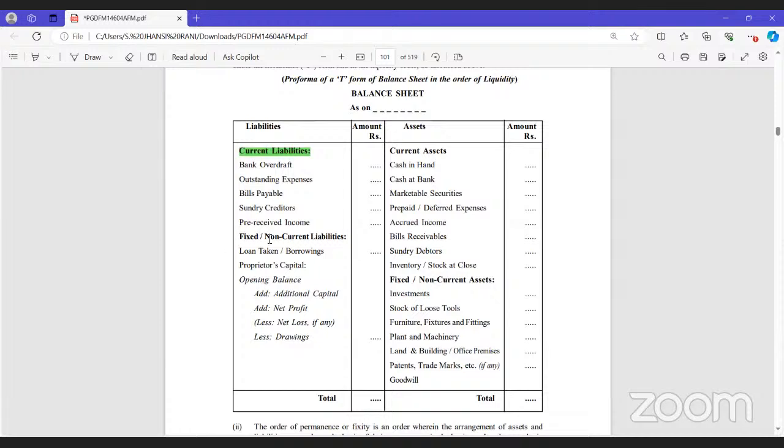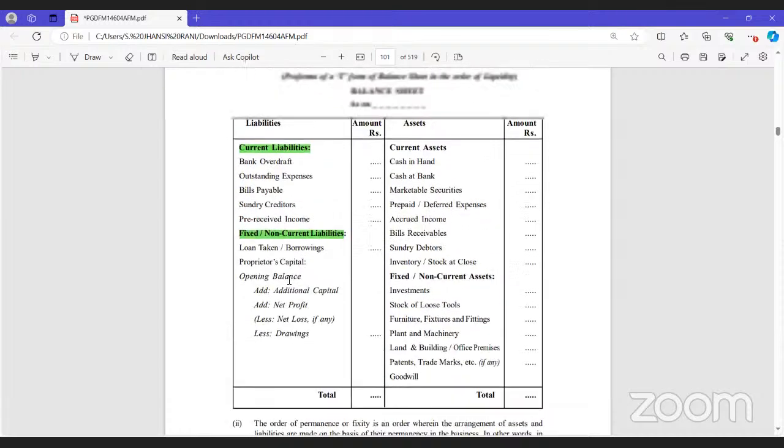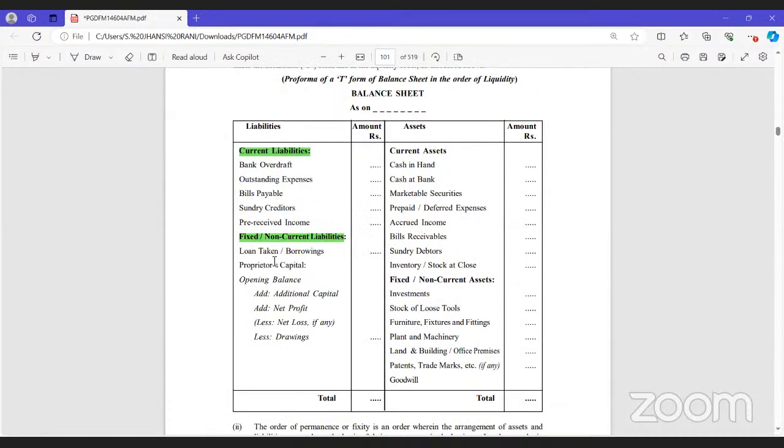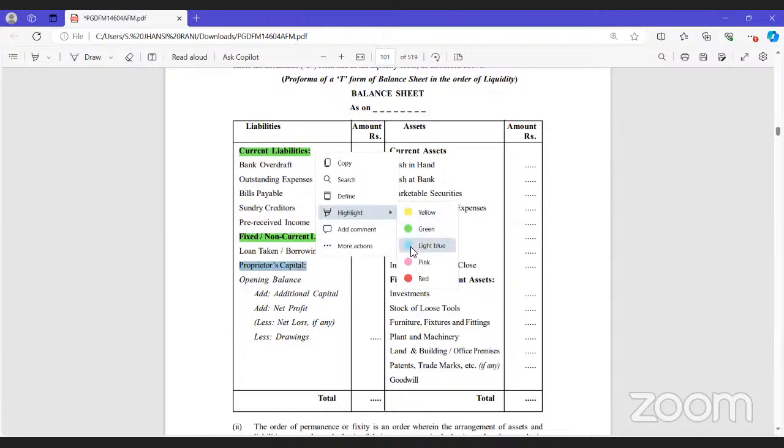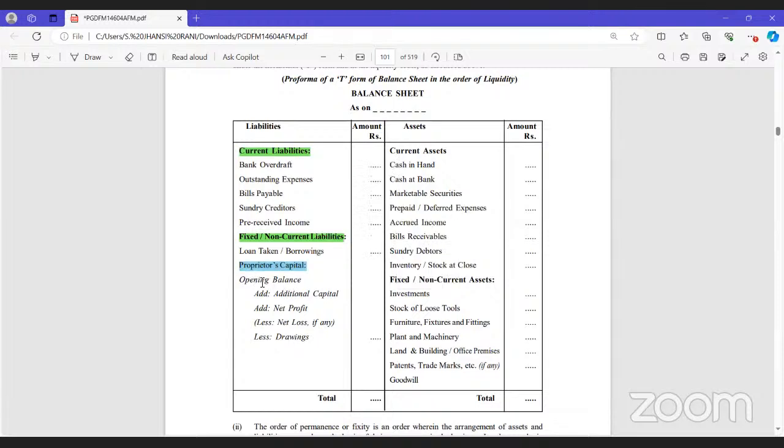Next comes fixed or non-current liabilities. Here, under fixed or non-current liabilities, we have loans taken, or any borrowings you have taken, or a loan from the bank. Proprietor's capital means owner's capital. And under owner's capital, if you look here, we have different items. We have the opening balance, and additional capital.